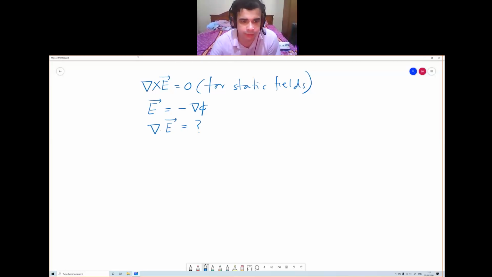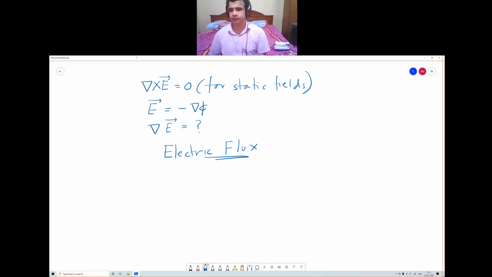The first thing we will discuss is called the electric flux. What does flux mean? Suppose that I am standing in some place where there is wind flowing in a particular direction. Now I take out my handkerchief, or say a copy, and put it in the wind. The amount of wind which is passing or at least colliding in this copy, that is called a flux.